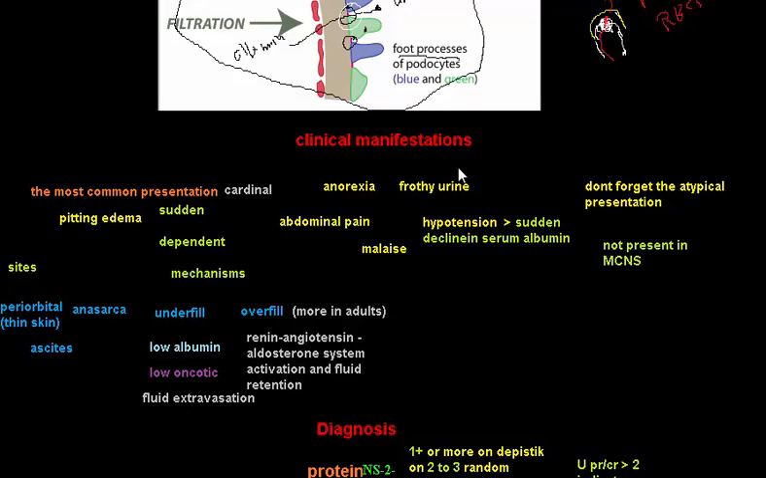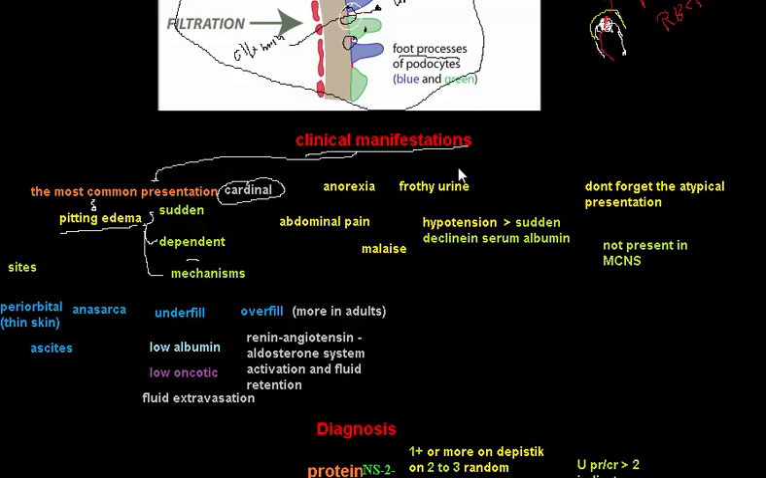Okay, so the clinical manifestations of nephrotic syndrome. The most common presentation of nephrotic syndrome, which is a cardinal sign of nephrotic syndrome, is pitting edema. Pitting edema, okay? This edema is sudden in onset, it is a dependent edema, in dependent areas mostly, okay?